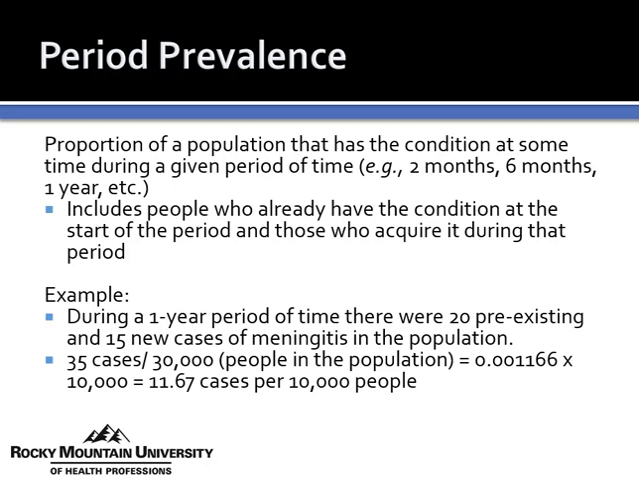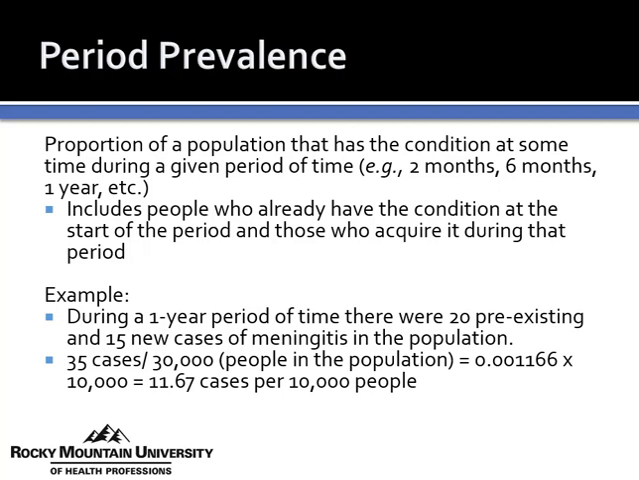Period prevalence. So this again is that in-betweener. I'm not sure I've seen too many period prevalence studies within physical therapy or athletic training literature. Period prevalence is the proportion of a population that has the condition at some time during a given period of time. It includes people who already have the condition at the start of the period and those who acquire it during that period.